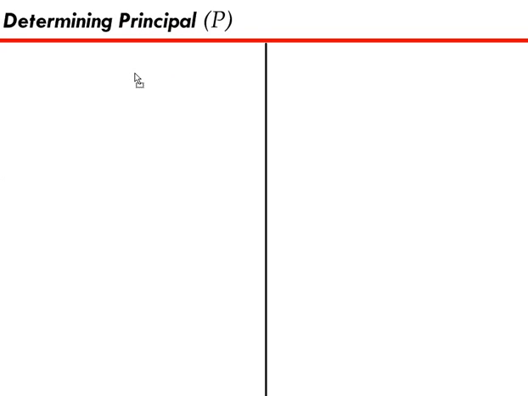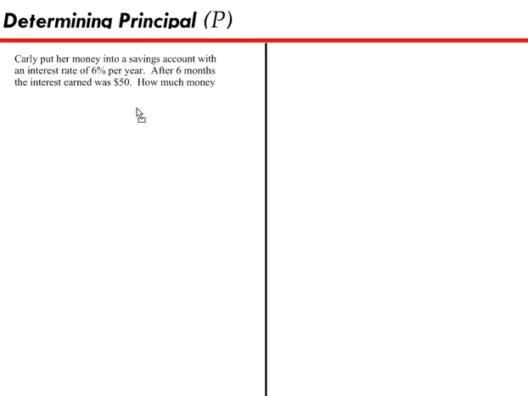Here's an example of a problem that requires us to look backwards. Carly put her money into a savings account with an interest rate of 6% per year. After 6 months, the interest earned was $50. How much money did she initially invest? Any question that's asking us to solve for what somebody initially invested is talking about the principal.